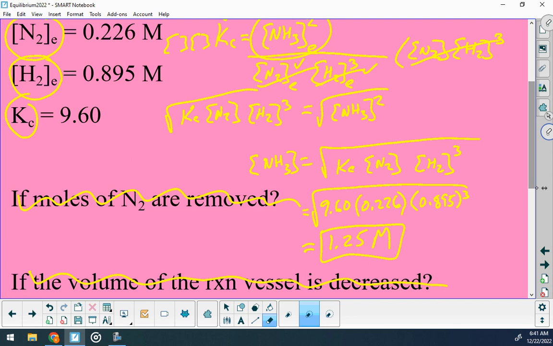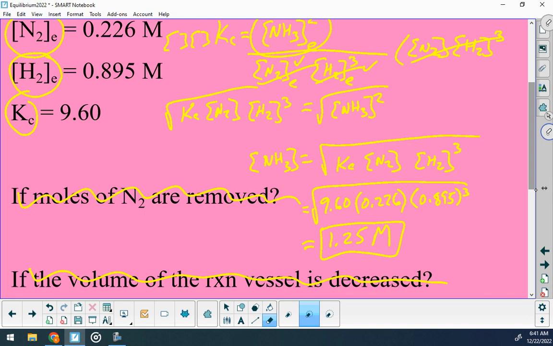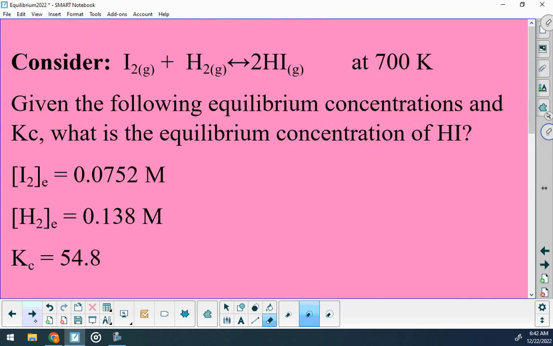Now let's double check. In fact, I'm going to do it in reverse. I'm going to plug in all my values up here and see if I get the right Kc. So I'm going to take 1.247, and I'm going to square that. Then I'm going to divide that by 0.226, and divide that by 0.895 cubed, and I get 9.6. There we go, so that works. So you guys try this next one, and let me know if you have any questions. Bring me back when you're ready.